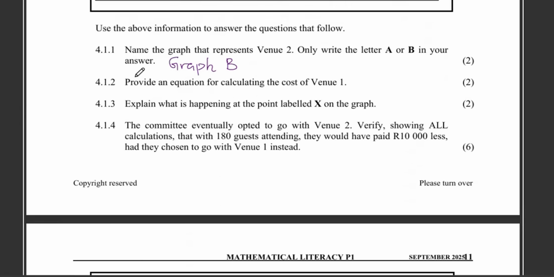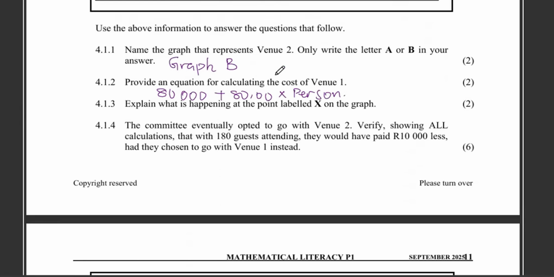Provide an equation for calculating the cost of venue 1. So simply meaning the equation is going to be, first and foremost, someone pays 80,000 plus 80 rands per person. So we shall say times what? The number of people.